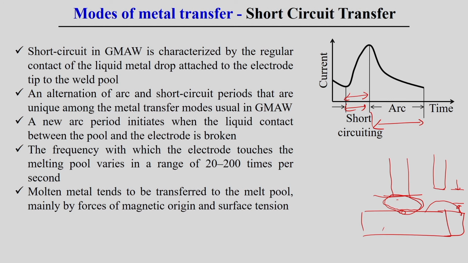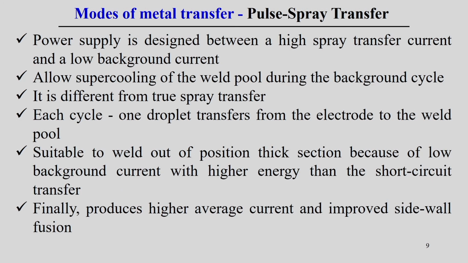So, in this case molten metal tends to be transferred to the molten pool mainly by forces of magnetic origin. That means the detachment is mainly of magnetic origin: the pinch force enhances and the surface tension force actually decreases, and these two mechanisms are responsible for the detachment of the droplet from the electrode. This way, short circuit metal transfer normally works in the gas metal arc welding process.